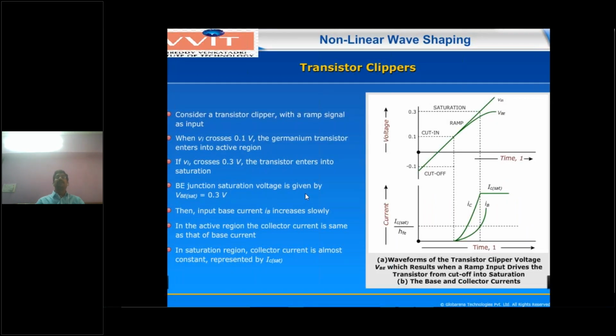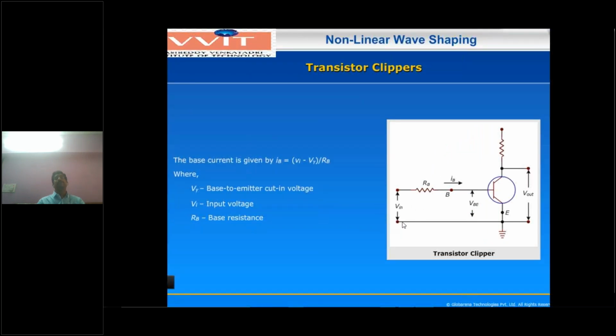Next, we consider the transistor clipping operation. In the previous example it was a sinusoidal waveform. Now you are considering a ramp waveform as an example. This ramp input waveform varies from a slightly negative value, about minus 0.1, and increases to a positive value. This input voltage is applied at the transistor base. Now what is the transistor operation?